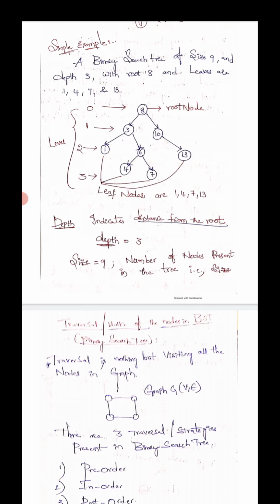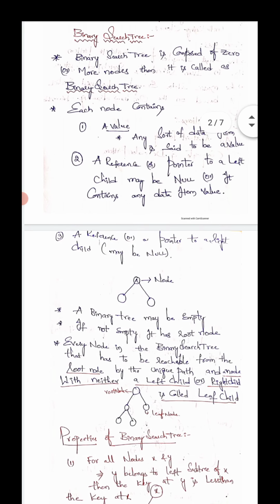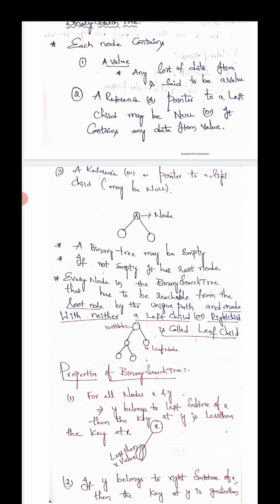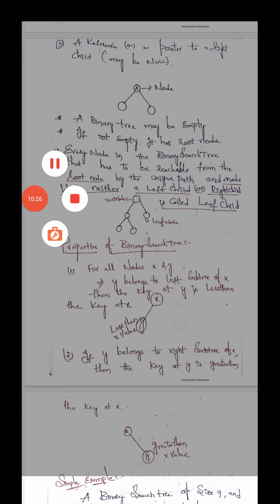This is nothing but what a binary search tree is. In a binary search tree, each node contains a value, a reference to a left child which may be null, and a reference or pointer to a right child which may be null, or it may contain any data item value. Here a leaf is a node with neither a left child nor a right child. Here we have to study some properties of binary search tree.